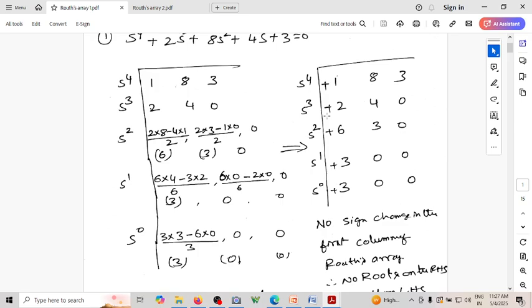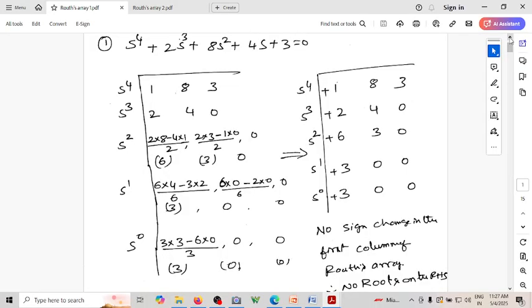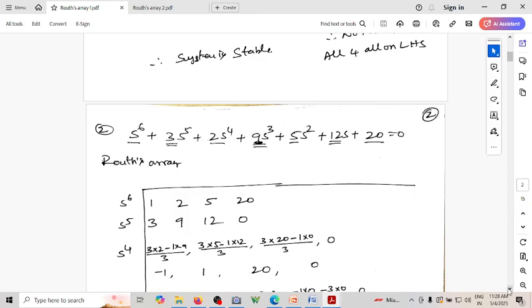So naturally we say the system is stable because all the closed loop poles are on the left hand side of the S-plane. One disadvantage with this Routh array is you will not get the exact location of the closed loop poles, but you certainly get the region of existence. When I say region, whether it is on the right hand side or left hand side, you'll get to know. So since there is no sign change, all of them are on the left hand side of the S-plane, so the system is stable. Now let us see the second one.